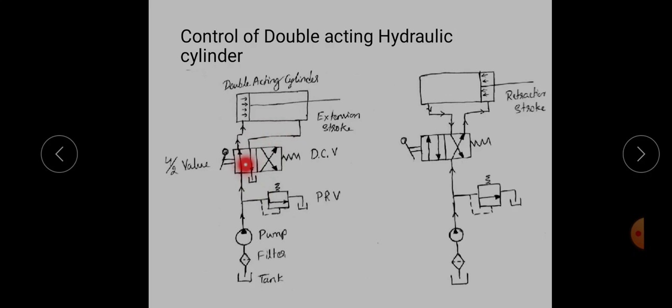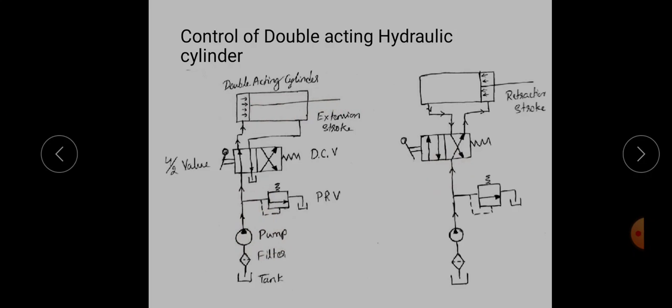Next, the liquid is transmitted from the DCV to the actuator, and it pressurizes the piston to move in the extension stroke. The piston moves in the forward direction and makes the extension. The liquid trapped here comes through this line and is transmitted to the tank with the help of the direction control valve. So this is the first position, and in the first position the extension takes place.